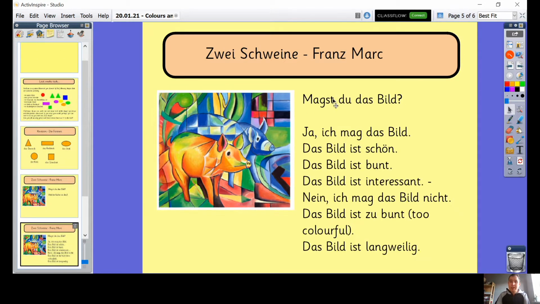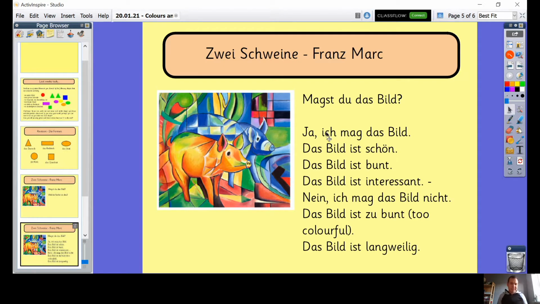Yeah. So last week we're thinking about that, and just as a bit of a recap for some of those questions we had with magst du das Bild. Do you like the picture? Ja, ich mag das Bild. Yes, I like the picture. Das Bild ist schön. Yeah, it's nice. Das Bild ist bunt. Picture is colourful. Das Bild ist interessant. The picture is interesting.